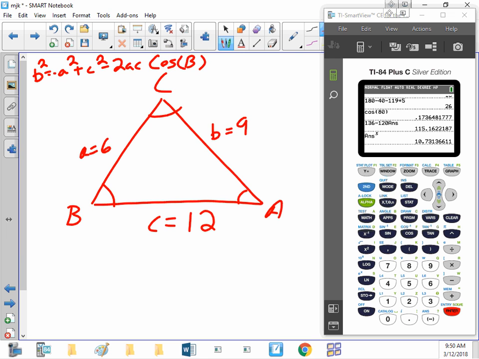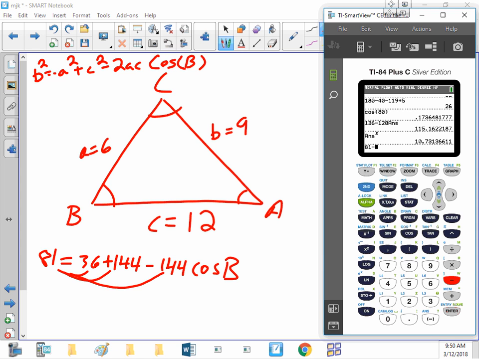So, I'm going to plug everything in. 81 is equal to 36 plus 144 minus 2 times 6 is 12 times 2 is 144 cosine of B. Does everybody get that? 2 times 6 is 12 times 12 is 144. So I need to move all of this stuff over. So we'll take 81 and we'll subtract 36.